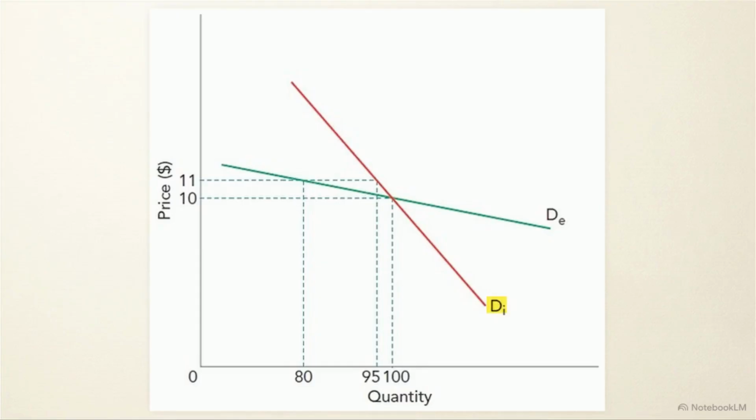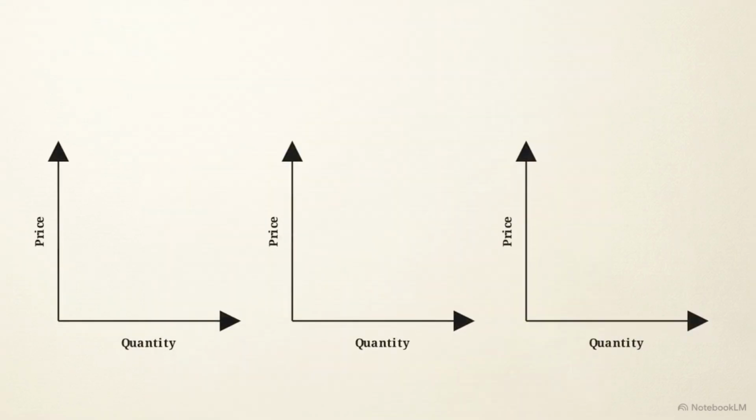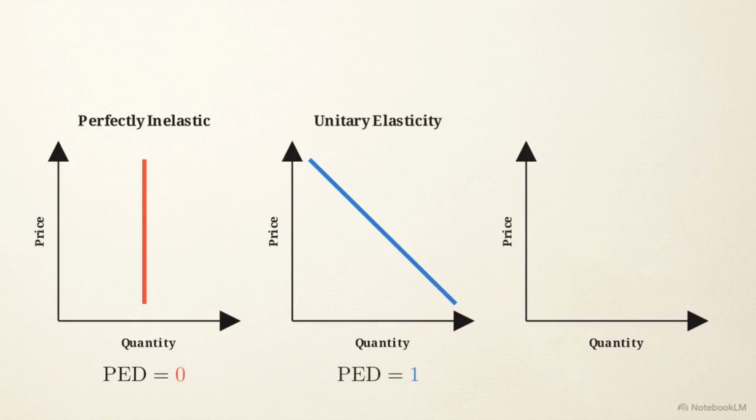This chart places both curves on the same axes. Notice how the steep inelastic curve, marked DI, contrasts directly with the flatter elastic curve, DE. The steepness tells you immediately how flexible the buyers are. Beyond these standard goods, there are three mathematical extremes: perfectly inelastic demand with a PED of zero, perfectly elastic demand, which stretches all the way towards infinity.